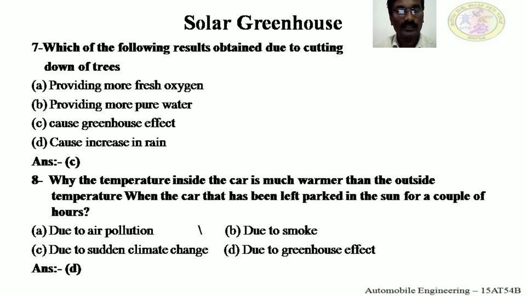Next one. Why is the temperature inside a car much warmer than the outside temperature when the car has been left parked in the sun for a couple of hours? A, due to air pollution. B, due to smoke. C, due to sudden climate change. And fourth, due to greenhouse effect. A, B and C are not the reason. Only the greenhouse effect explains this. So the answer D is correct.